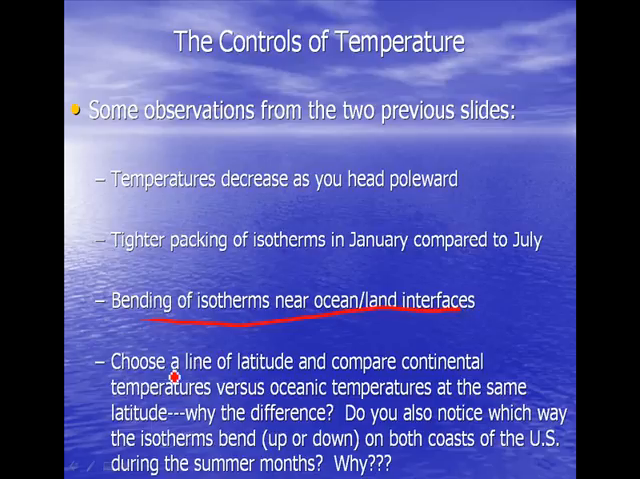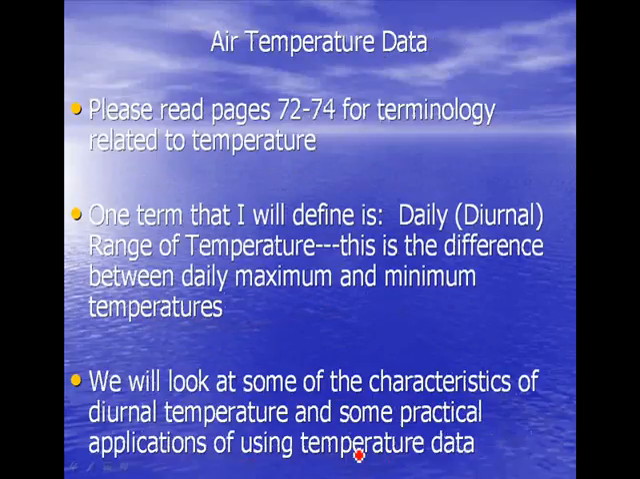And then I chose a line of latitude and I compared continental temperatures versus oceanic temperatures at the same latitude. Some of the things that we notice, the isotherms bending up or down on both coasts during the summer months, and we ask why. And we'll talk about that in just a little while.